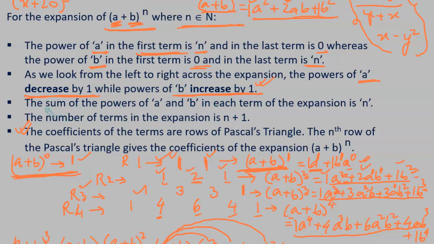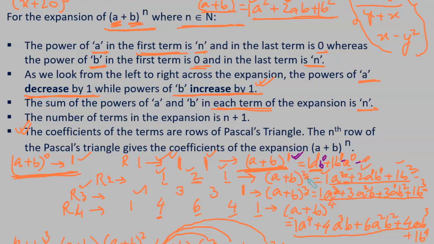Okay. Next point, the sum of the powers of a and b in each term of the expansion is n. If I take, say, let me choose another color. If I take this one, this is b to the power of 0. So, 1 plus 0 is 1, which is the value of n. For the second term also, 1 plus 0 is 1, which is the value of n.